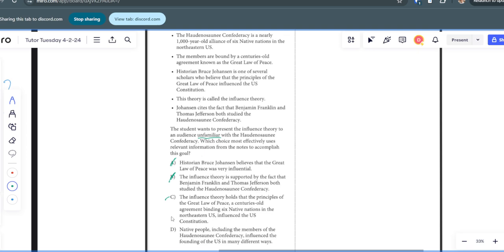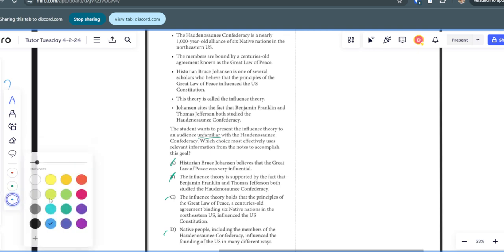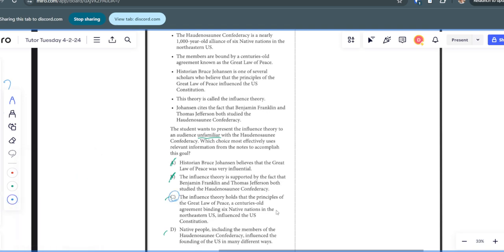So between C and D, do you guys have any ideas in the chat? Because I have one. Yeah, it should be C. The influence theory holds that the principles of the Great Law of Peace, so it explicitly tells us what the Haudenosaunee Confederacy is. It introduces it here. It says it's the six native nations. D mentions the name, but it doesn't describe who or what they are.